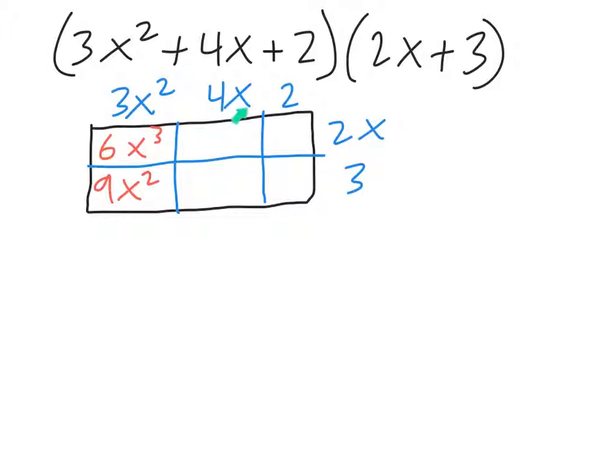Then 4x times 2x will give us 8x squared. Remember, both the x's have a 1 at the exponent, so 1 plus 1 is 2. Then 4x times 3 will give us 12x. Then 2 times 2x will give us 4x. And 2 times 3 will give us 6.